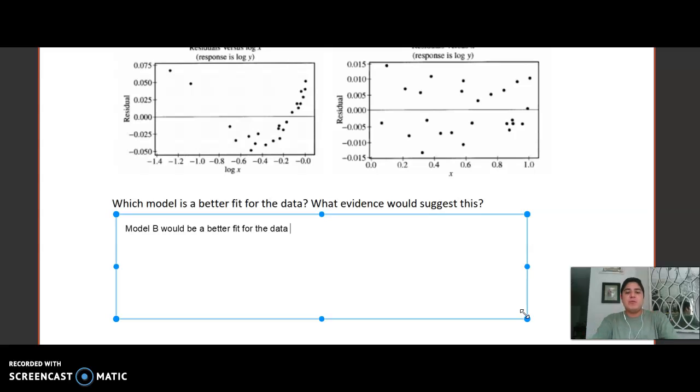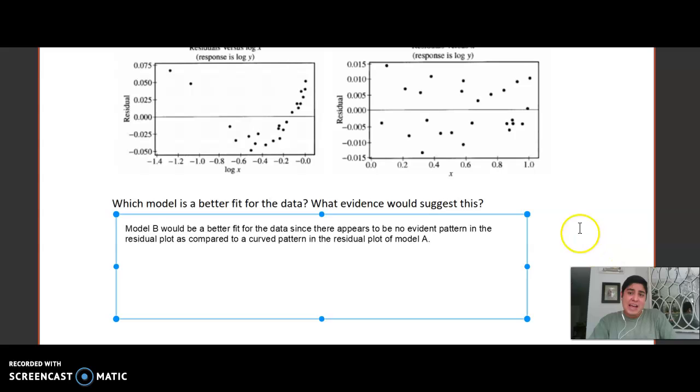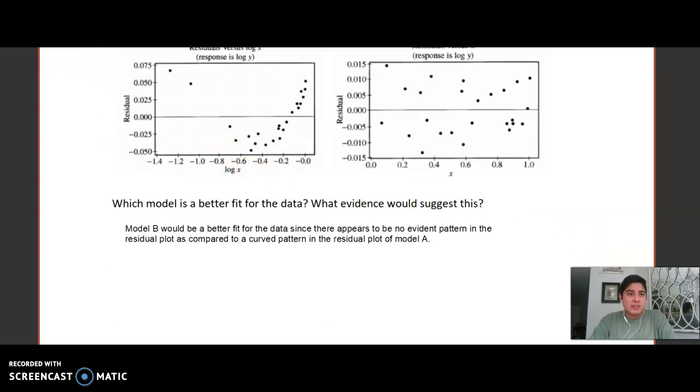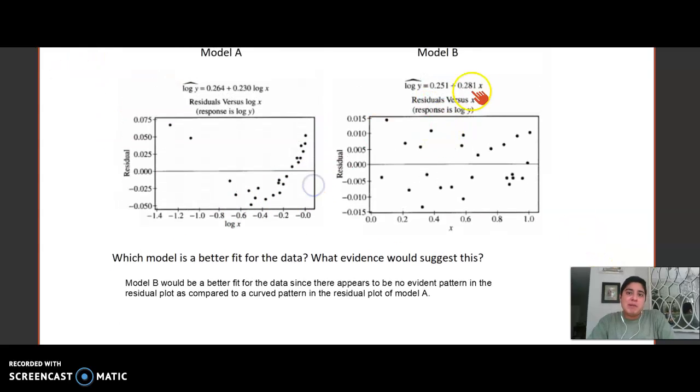Model B would be a better fit for the data since there appears to be no evident pattern in the residual plot as compared to a curved pattern in the residual plot of model A. And again, I don't have any context here, so I can't elaborate further on this, but that would get us full credit here. Which model is better? Well, probably model B here because the errors are more random, so that's a good sign that a linear model would be appropriate.